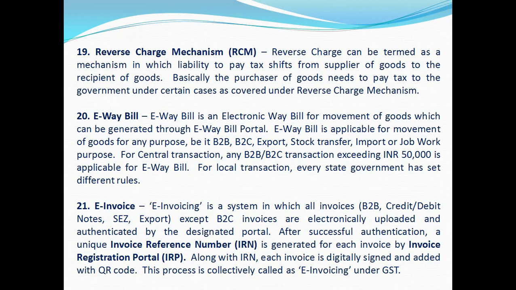Next is e-invoice. E-invoicing is a system in which all invoices, be it B2B, debit credit note, SEZ, export, except B2C invoices, are electronically uploaded and authenticated by the designated portal. A unique invoice reference number is generated for each invoice by the Invoice Registration Portal, that is IRP, on successful authentication. Along with the IRN, each invoice is digitally signed and added with a QR code. So this complete process is collectively called e-invoicing under GST. On e-invoicing also, we have a full-fledged chapter in this series where we will be discussing it in detail.